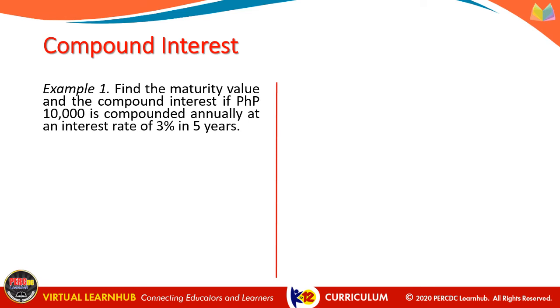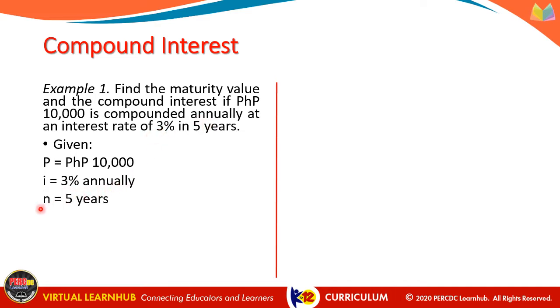Let us have example number 1. Find the maturity value and the compound interest if 10,000 pesos is compounded annually at an interest rate of 3% in 5 years. Let's take note first of the given. We have principal P, 10,000 pesos. Interest rate i is equal to 3% annually. And n is equal to 5 years.